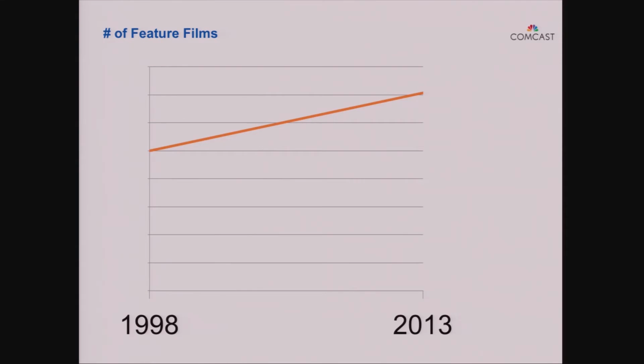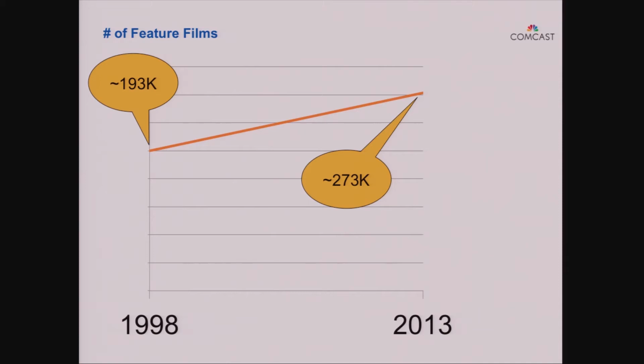So let's look at the number of feature films that are out there over time. I pulled some of this data from IMDb, which is a good example of a reference data set. In 1998, there were about 193,000 feature films that had been released. By 2013, 15 years later, there were about 273,000. That's a 40% growth rate over 15 years. Okay, that's a sizable amount of growth. Now we all know Hollywood's cheating because they're just remaking old movies at this point, right? But there's some growth, but still it's over a 15-year time period.